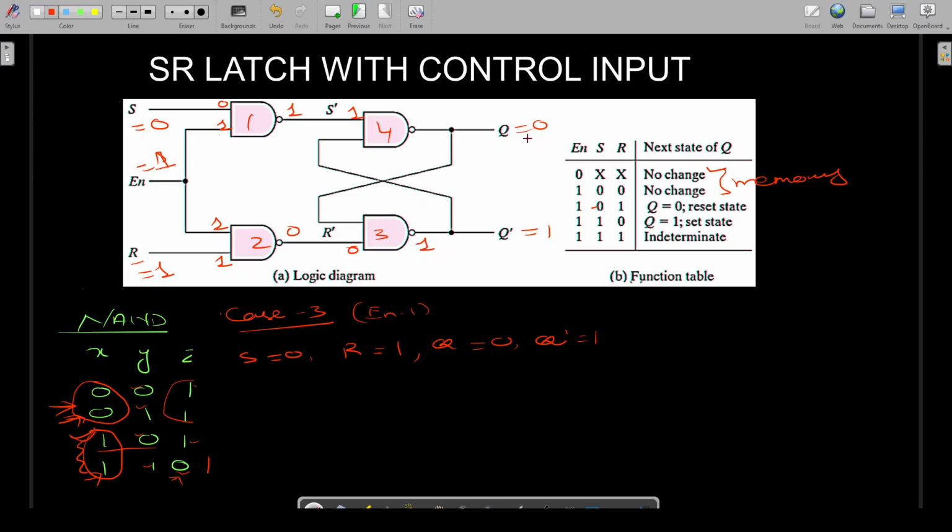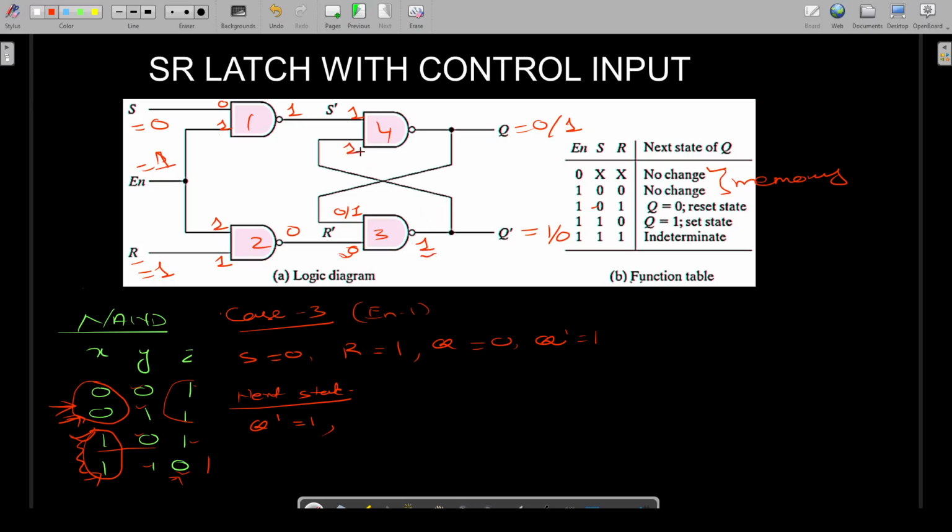Now whatever the value of Q, 0 or 1, that doesn't matter, because the other input is fixed at 0, so the output is going to be fixed at 1. So in the next state, once the input is given, the value of Q dash becomes 1. What will be the value of Q? Q dash is going to be 1; previously it may have been 1 or 0, but because of the current input of S and R, Q dash is going to change to 1 or stay at 1.